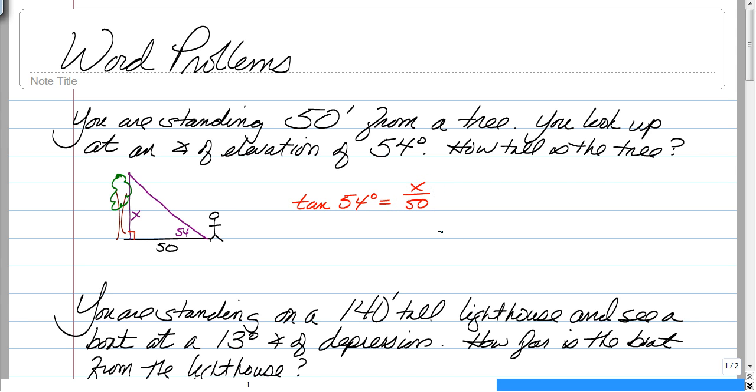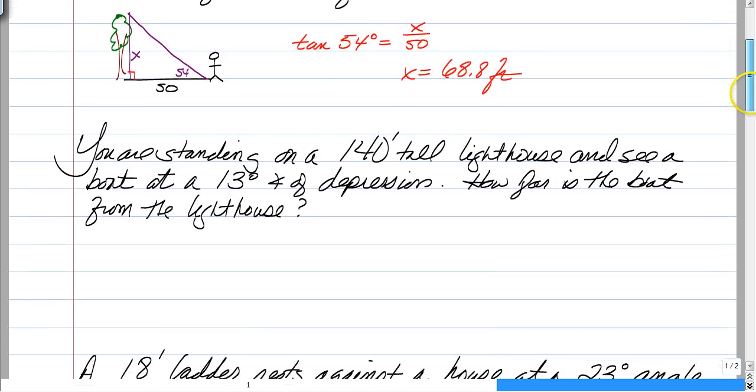50 times the tangent of 54 degrees is going to tell you that the height of this tree is 68.8 feet. And that's it. The most important part about word problems is drawing an accurate enough picture for you to be able to set it up correctly. All right? Here's another one.